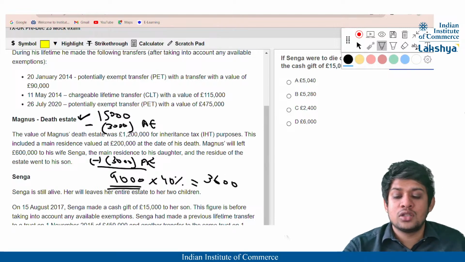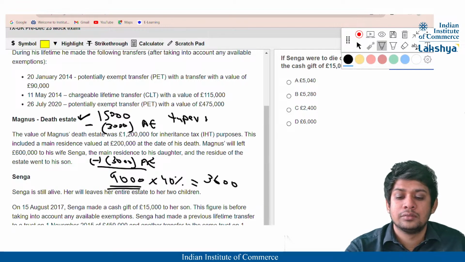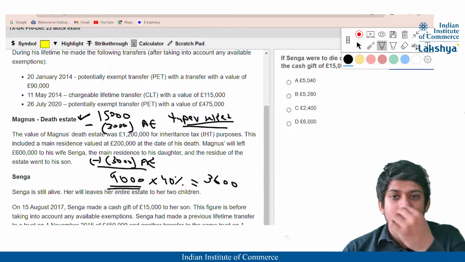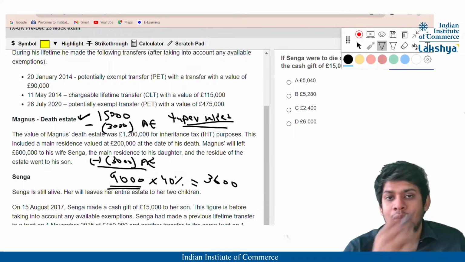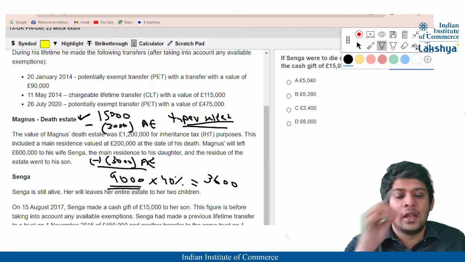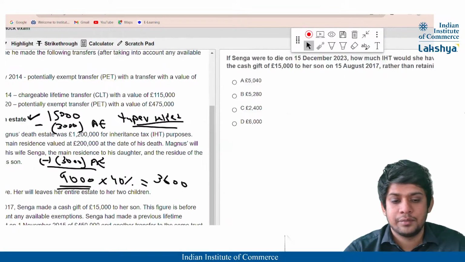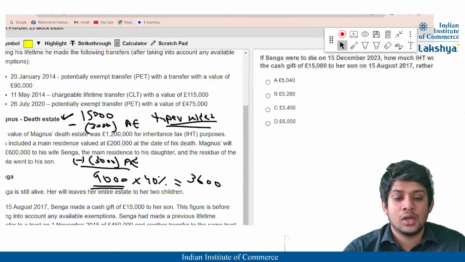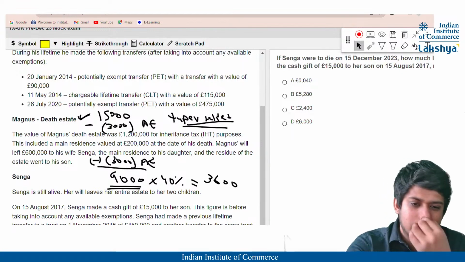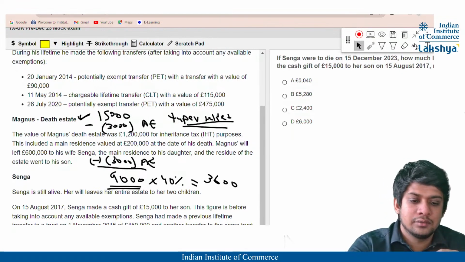3,600. But guys, also remember one thing: there is a taper relief which is given on death, and it depends on the difference between the date of death and the date of gift. Okay, so she gifted on 15th August 2017 and died on 15th December 2023.